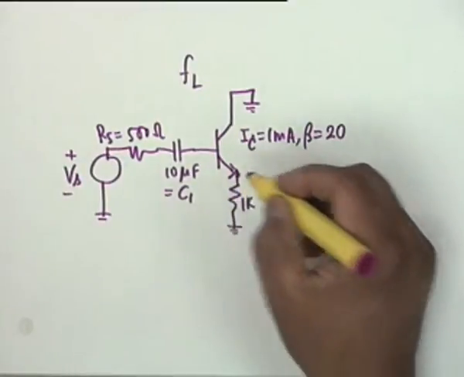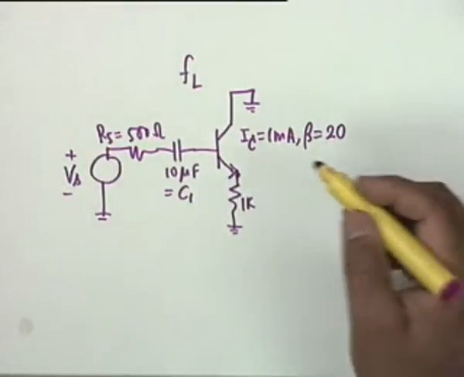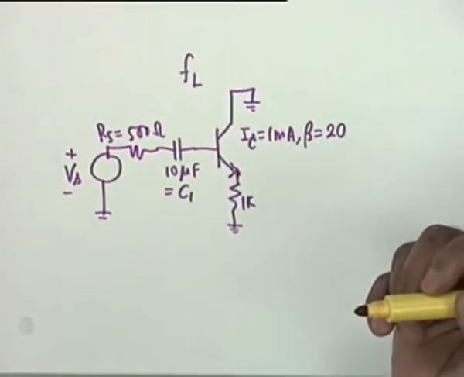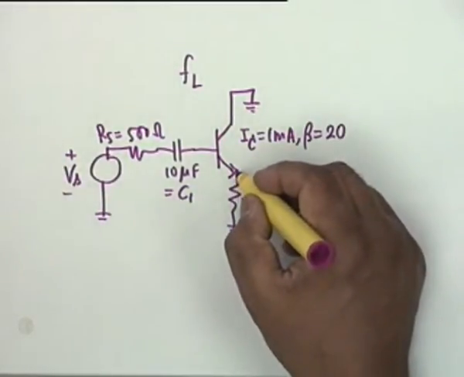I was asked a few questions whether this is a printing mistake or not. And also someone asked me, how do I find GM? You have not given GM, you have not given R pi. I smiled.